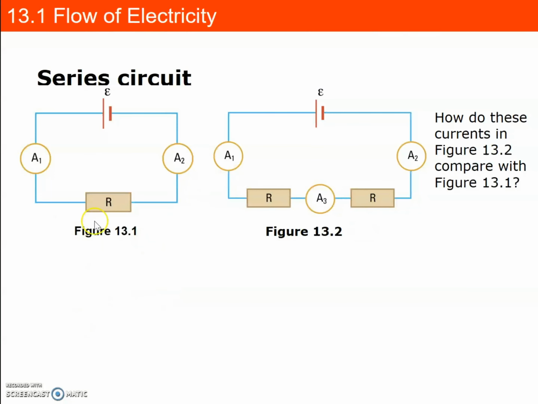Next worked example here, we have two electric circuits. In figure 13.1, we have two ammeters connected in series with one fixed resistor. And in figure 13.2, we have two fixed resistors and three ammeters all connected in series. So the question is, how do the currents in figure 13.2 compare with figure 13.1? Okay, take some time to think first before we go through the answers.